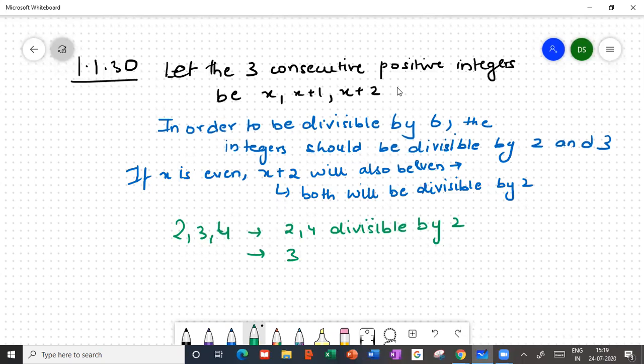Or even if it is something like 13, 14 and 15, in this case 14 is even. If you consider the other scenario, if x plus 1 is even, then 14 is even, 15 is divisible by 3.